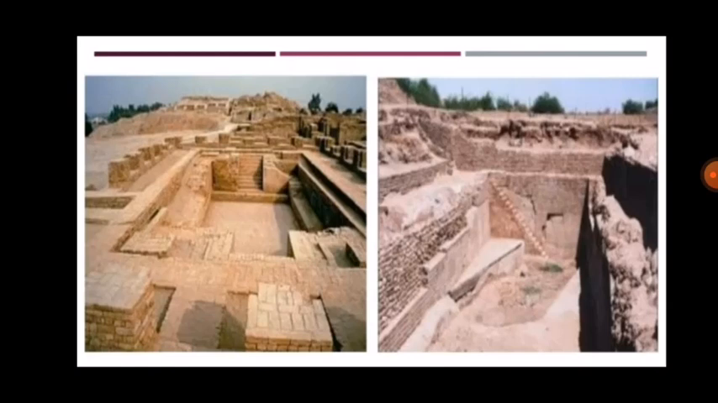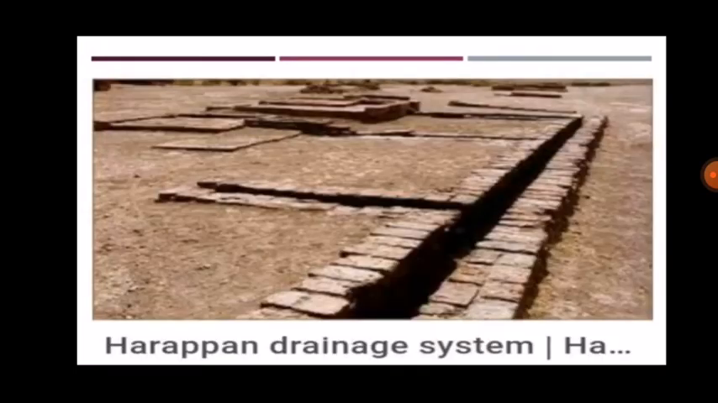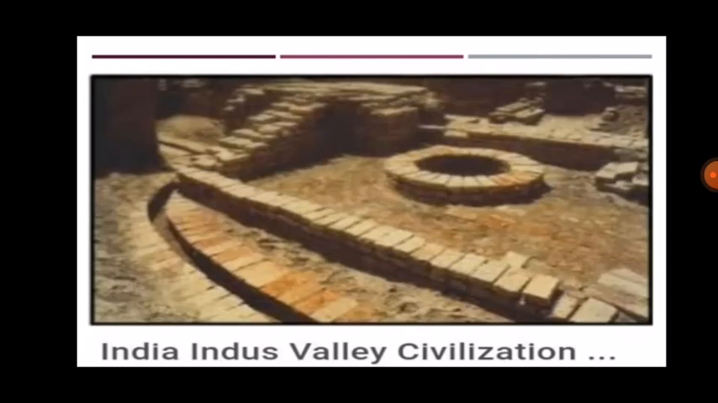Huge granaries and spacious houses were the special features of these cities. So they had very huge houses, as you can see in the slide, and they were spacious houses. These were the special features of the Harappan civilization. There were bathrooms and latrines in every house and a covered drainage system which indicates a concern for public hygiene. So during that time also they were concerned about public hygiene, how to keep their houses clean, how to keep the surroundings clean.